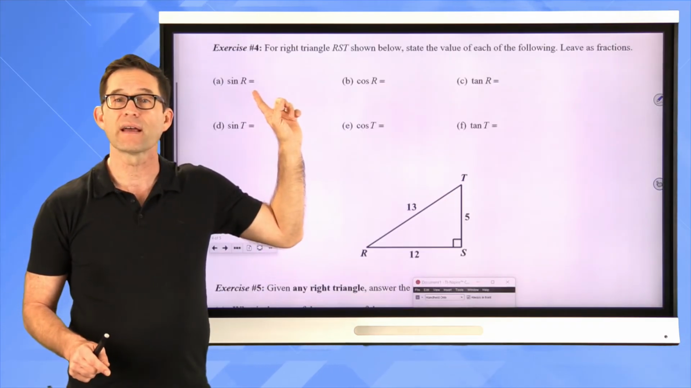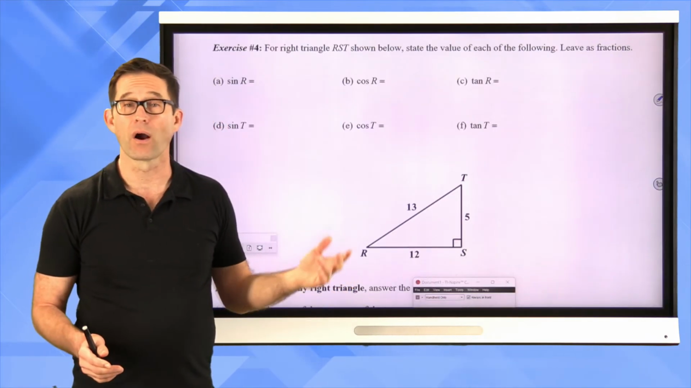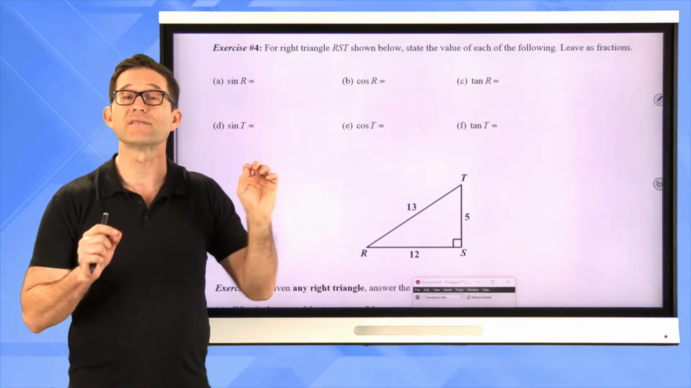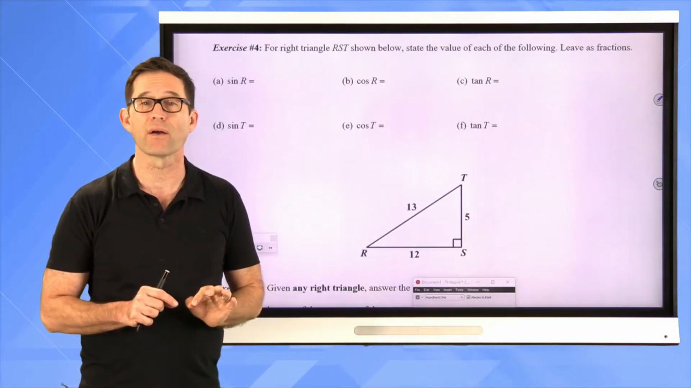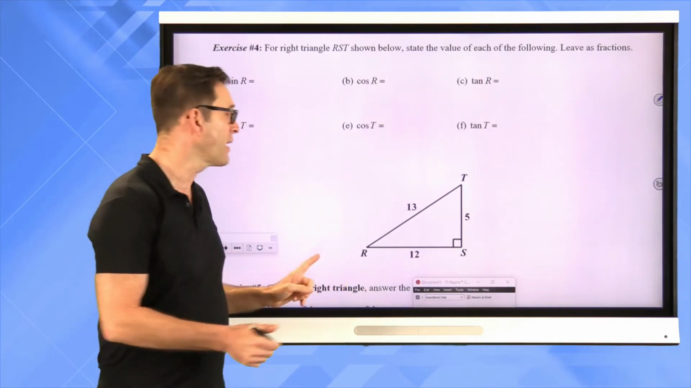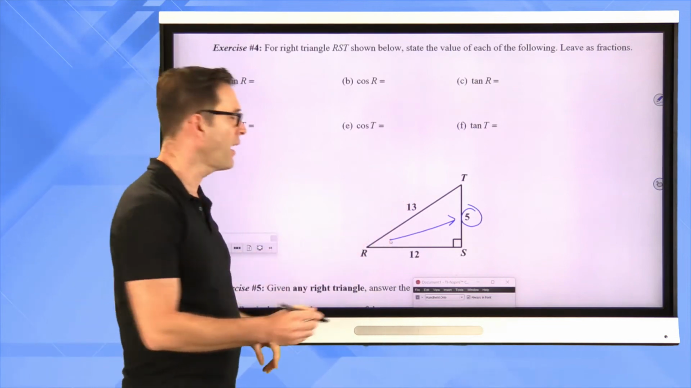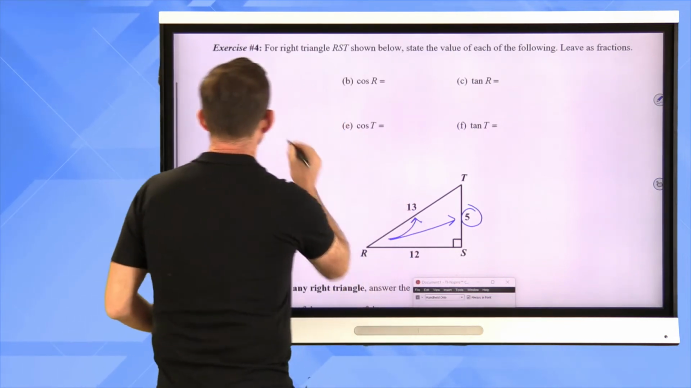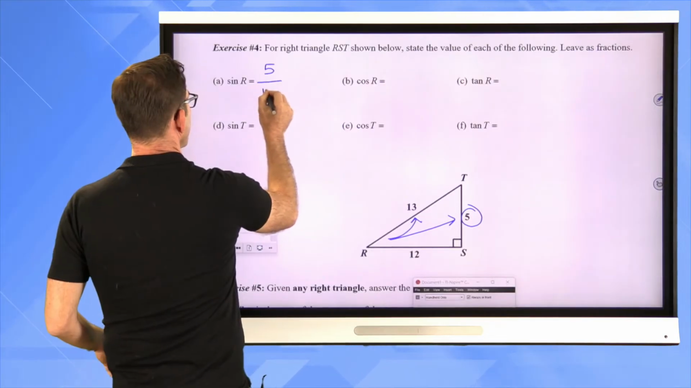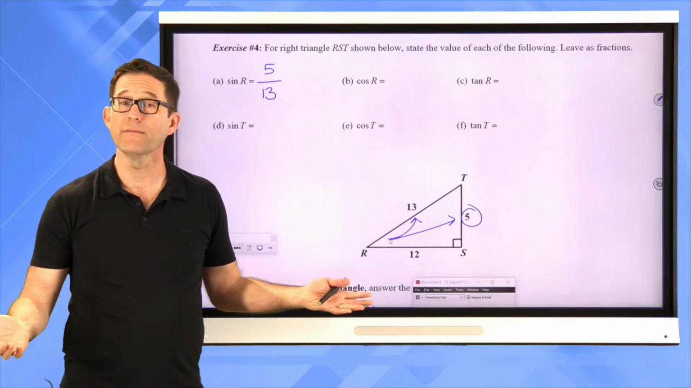So for instance, in exercise number 4, for right triangle RST shown below, state the value of each of the following, leave as fractions. All right, so sine of angle R, right? Sine is the side opposite, or the leg opposite of the angle divided by the hypotenuse. So I always tell students it's all about the angle, right? For angle R, the opposite side is 5, and the hypotenuse is 13, so the sine of angle R is 5/13. That's its ratio, okay?